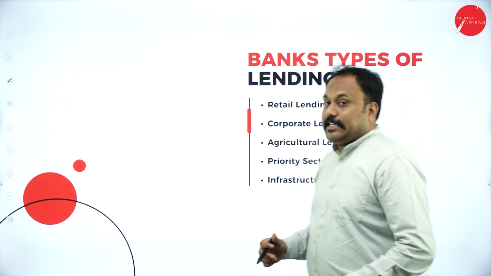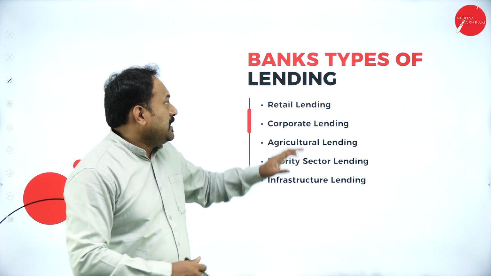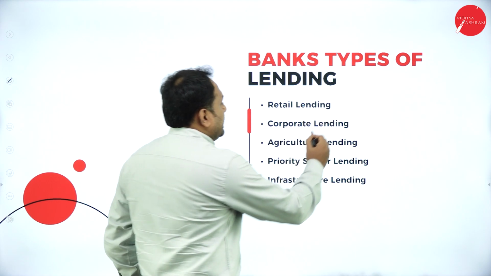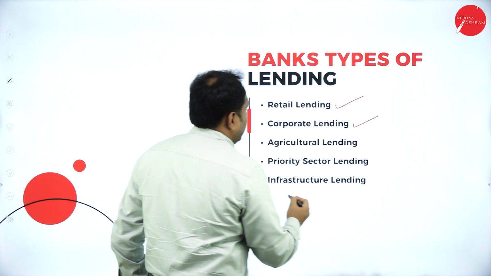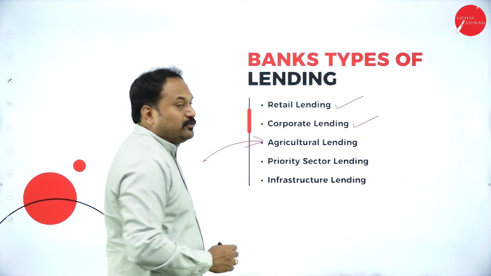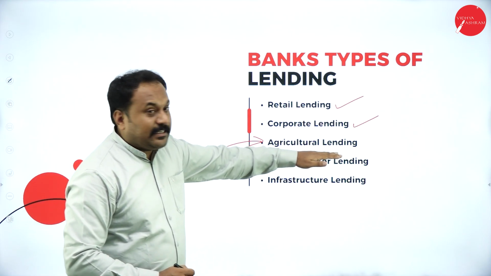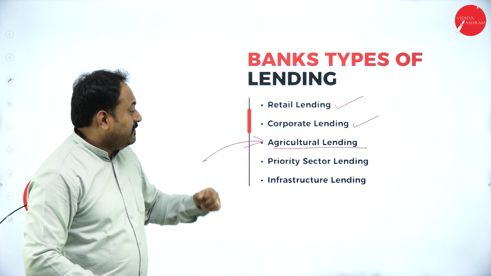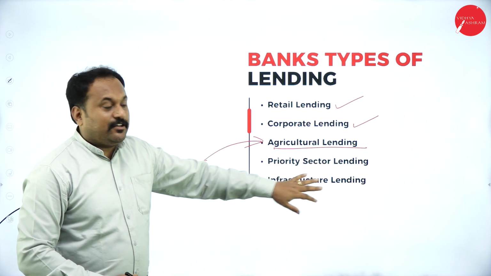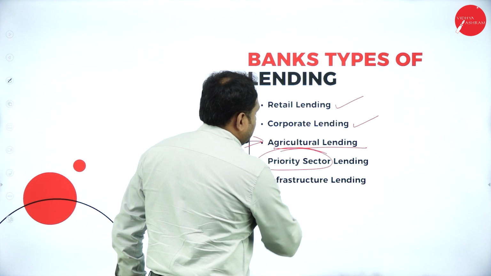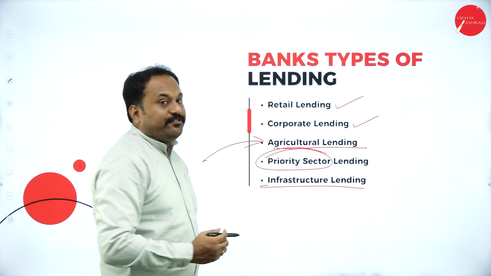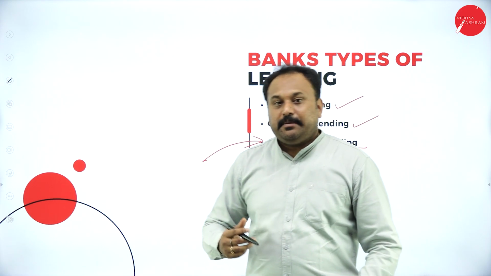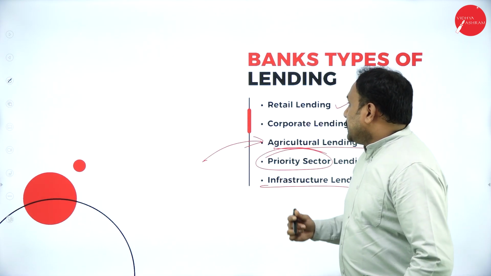Next is bank types, and when we go with this, types of lending, how banks will lend. The first is retail lending, corporate lending, agriculture. So all the farmers, whoever comes, they come in this category and that is called agricultural lending. Next we have priority sector lending. Now they give priority to the sectors. And the last one is infrastructure lending. For the development of infrastructure, the bank provides, so it is called infrastructural lending.